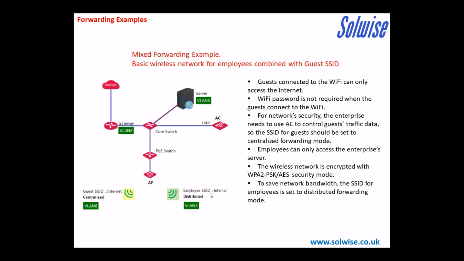If you're using distributed SSID, then in this example, you don't want the guest to be able to see the server, so they've used different VLAN tags. So we distributed the actual traffic from the client, goes to the AP, and the AP routes it, in this example, to the server, but it's not going through the controller.